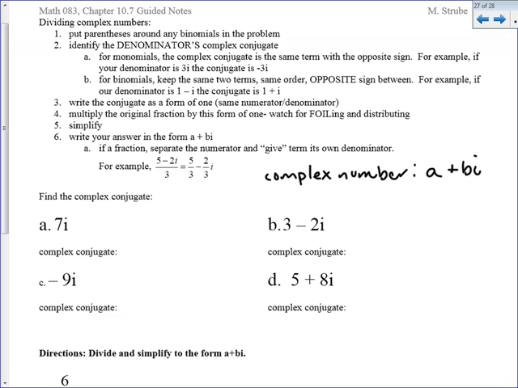Now, the conjugate, it's actually called a complex conjugate just because it's a complex number. All you do is switch the sign on that plus bi. So all you're going to do is look at your imaginary term and switch the sign. If there's a real term out front, it stays the same.